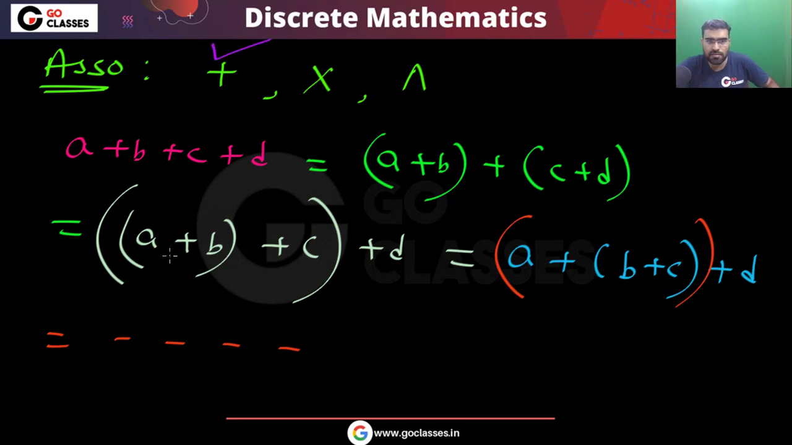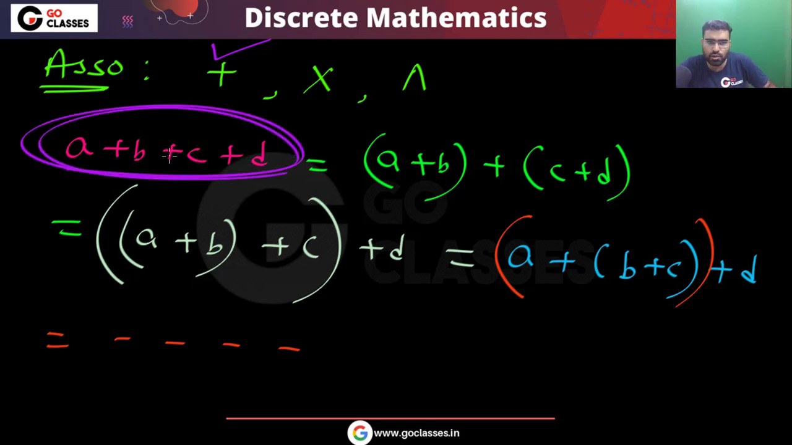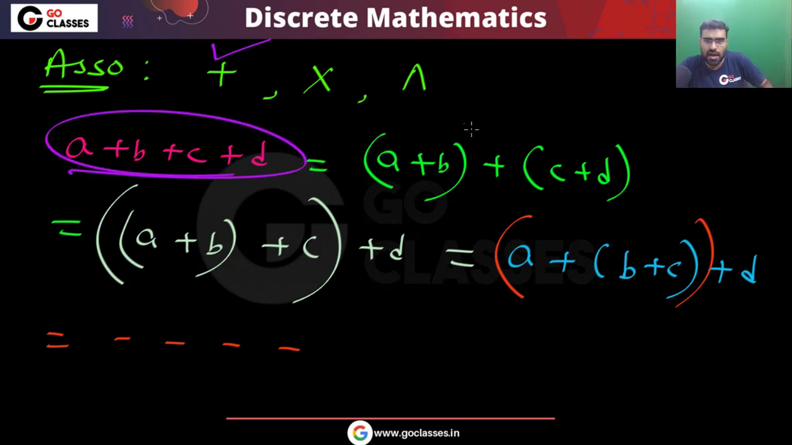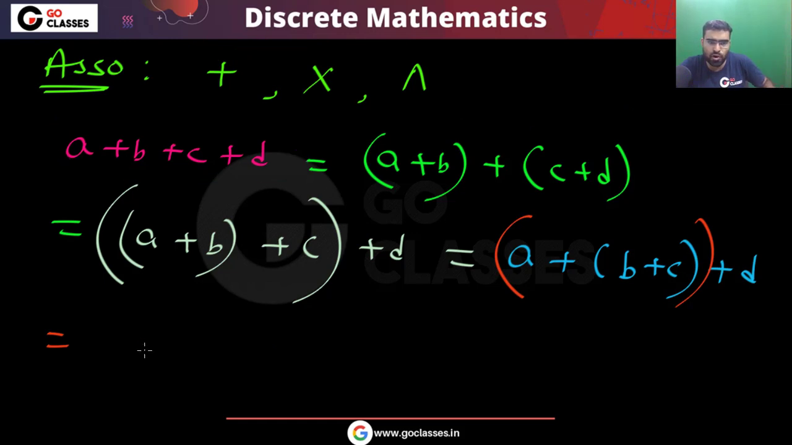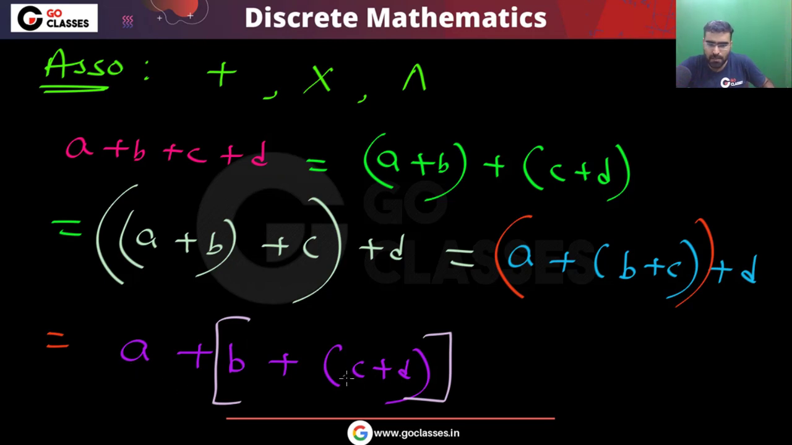Because addition is associative, this expression is unambiguous. To calculate it, you can do it like this, or like this, or like this. There are many different ways you can evaluate it. For example, you can first calculate c plus d, then calculate this, and then add a. So this you can also do.